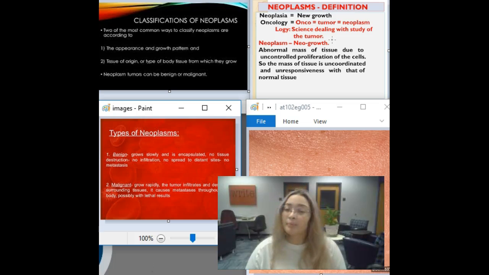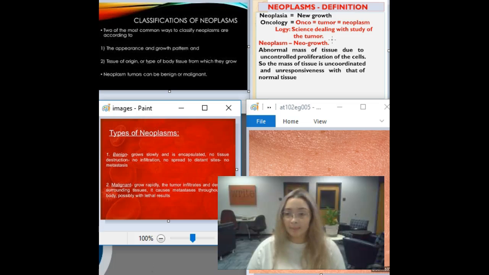And up in the top, you can see how we classify them. So two of the most common ways to classify a neoplasm are due to their appearance, growth pattern, or their tissue of origin and the type of body tissue of which they grow from. Technically that should be 3, but alright. And neoplasm tumors, once again, benign or malignant.